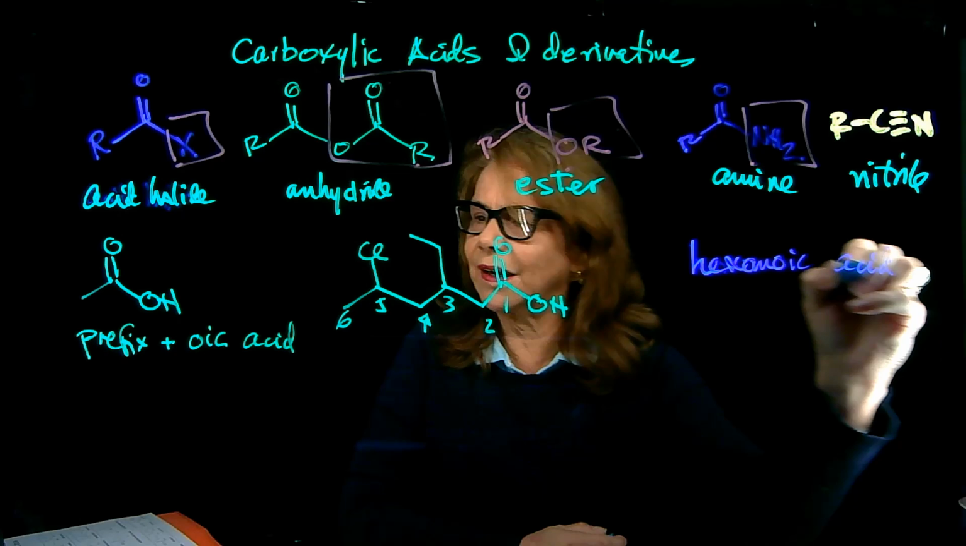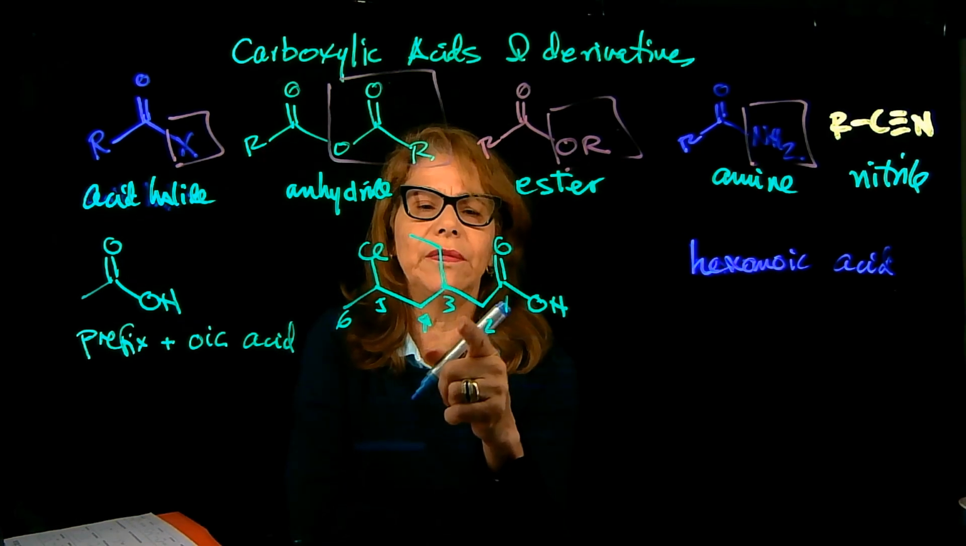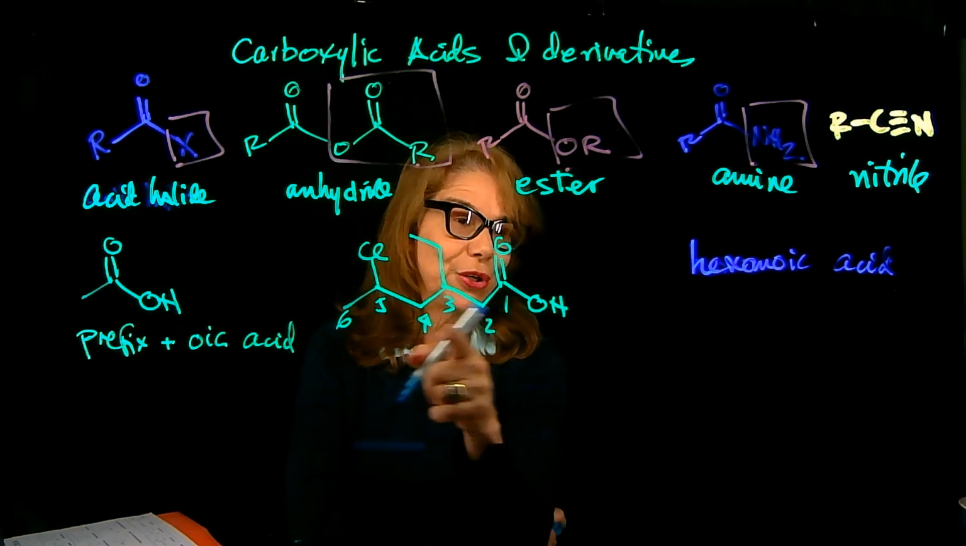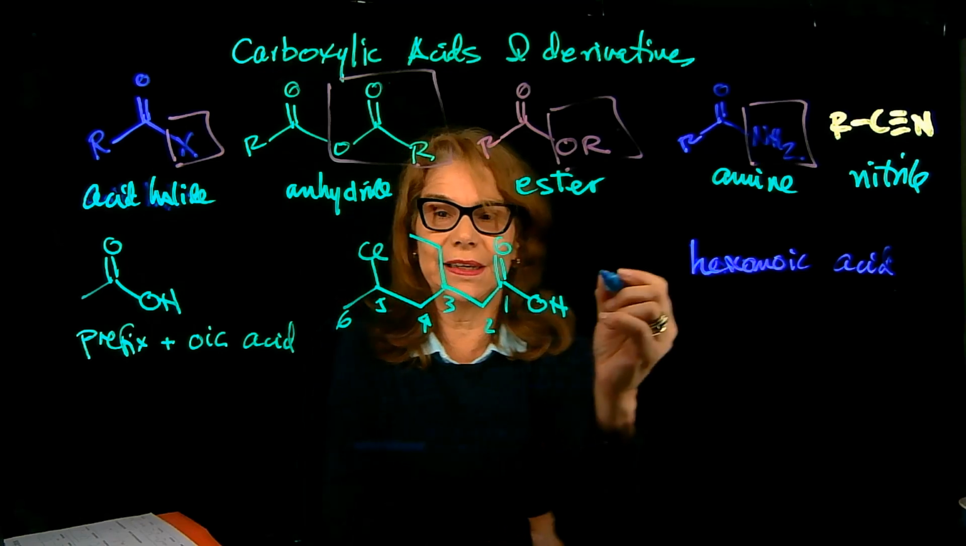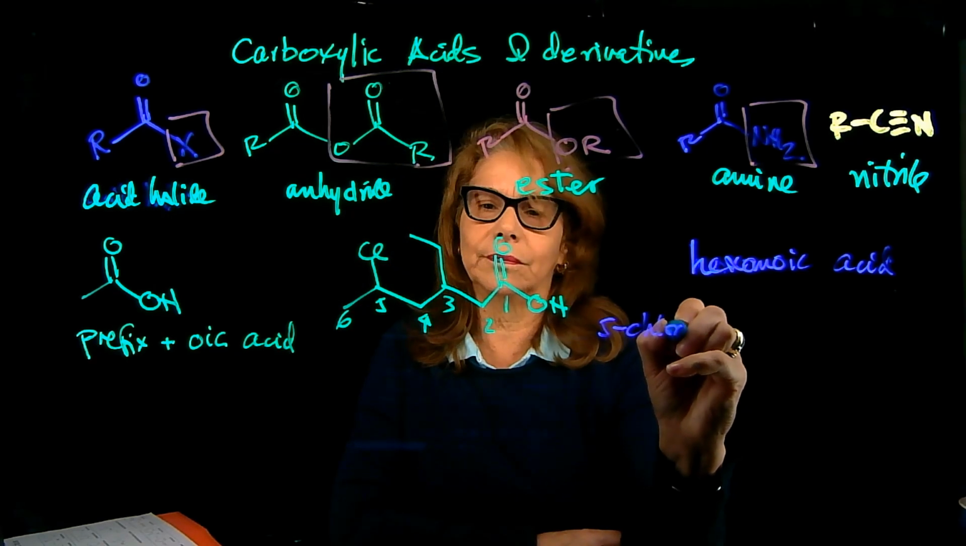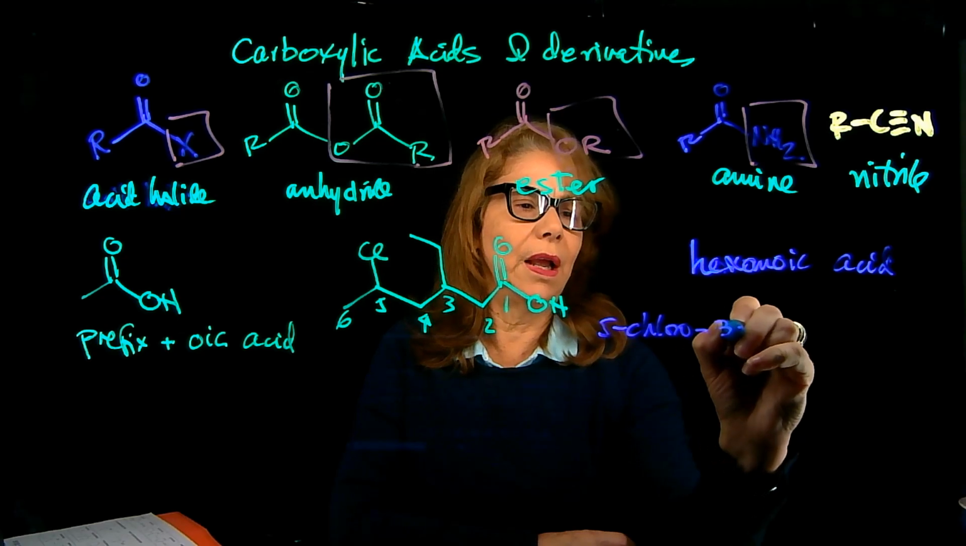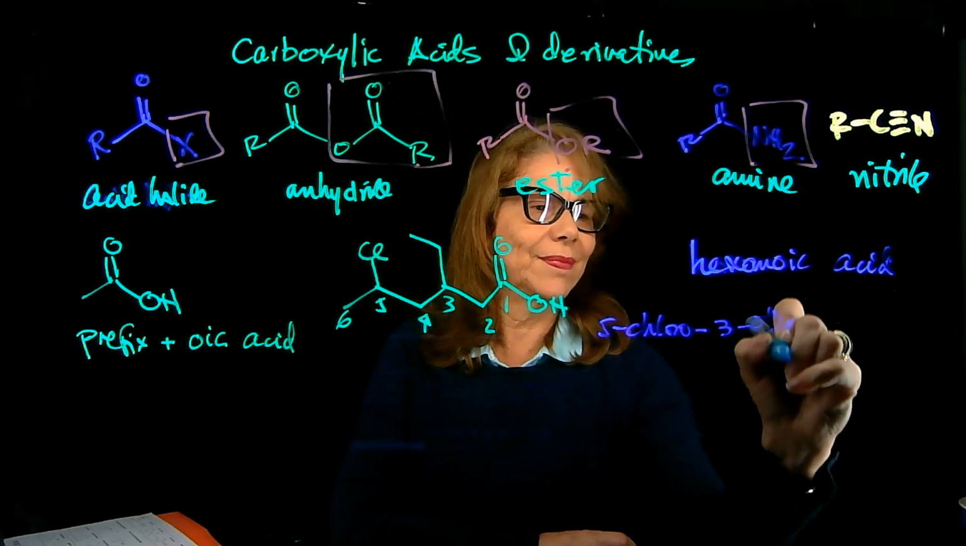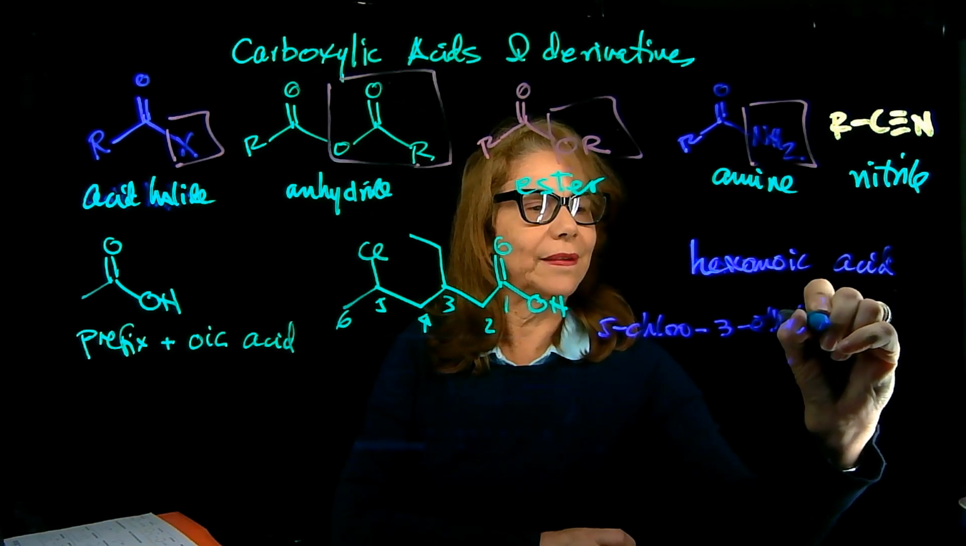And then I see that I have a chlorine in carbon 5 and an ethyl in carbon 3. Now you need to list this alphabetically. So you're going to say 5-chloro, 3-ethyl, and hexanoic acid.